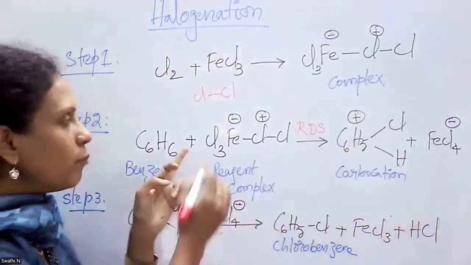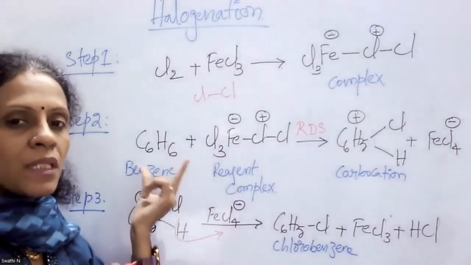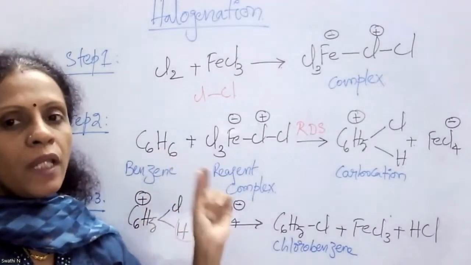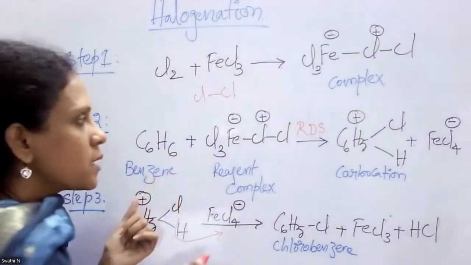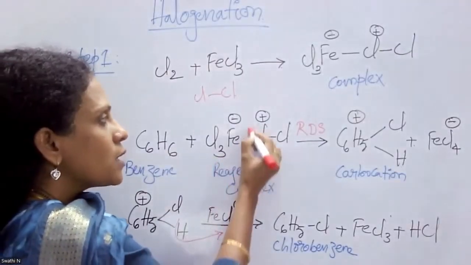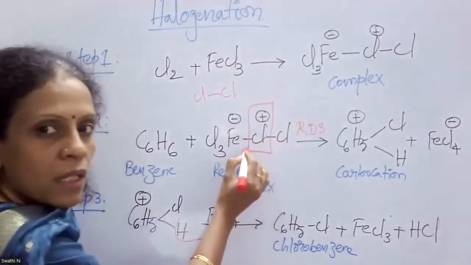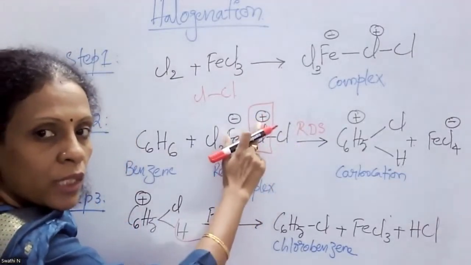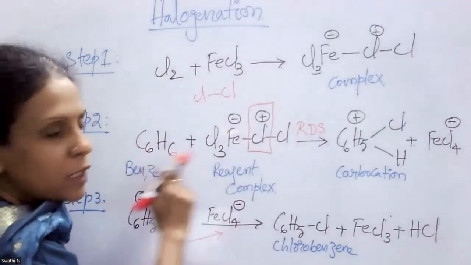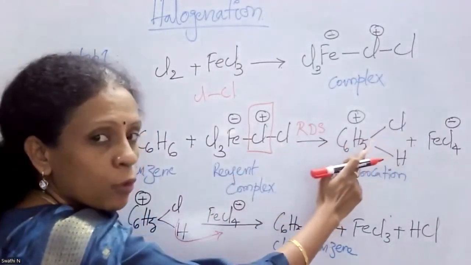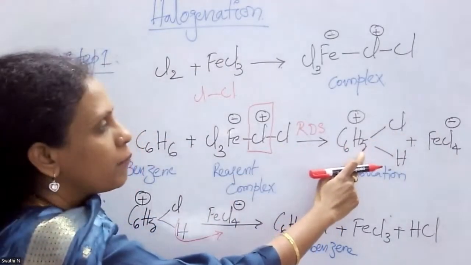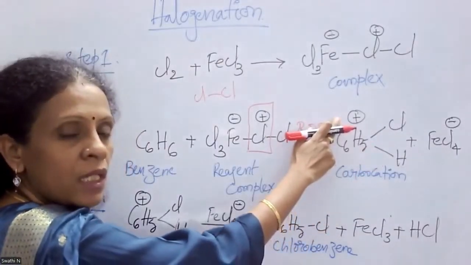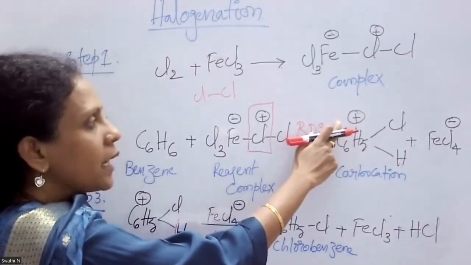So from this, the concept in the second step is that the electrophile will be attacking the benzene ring system. The electrophilic region is the electron deficient region. That means the positively charged chlorine will be acting as the electrophile. So that is the reason the positively charged chlorine attack is shown in the product, due to which the ring carbons of benzene get a positive charge.